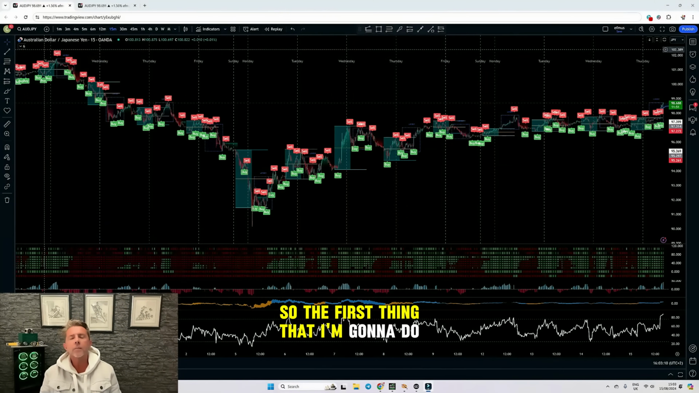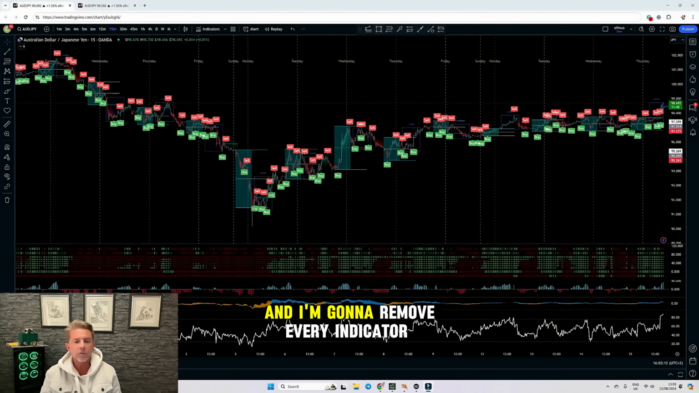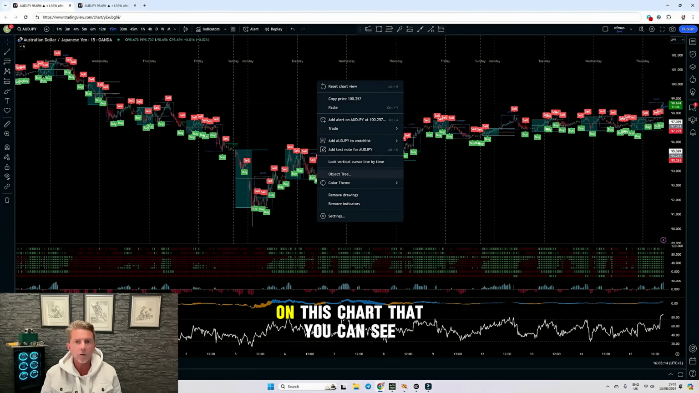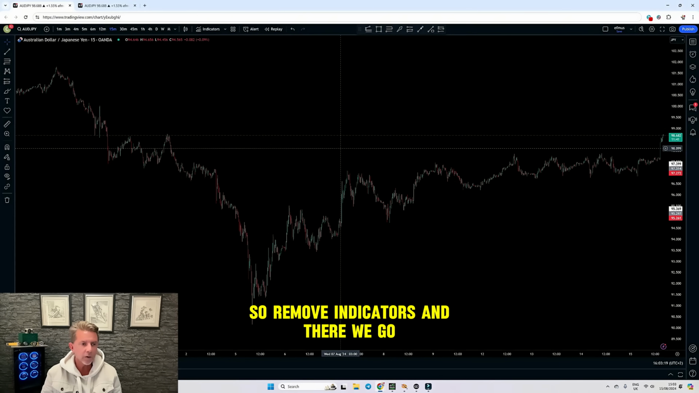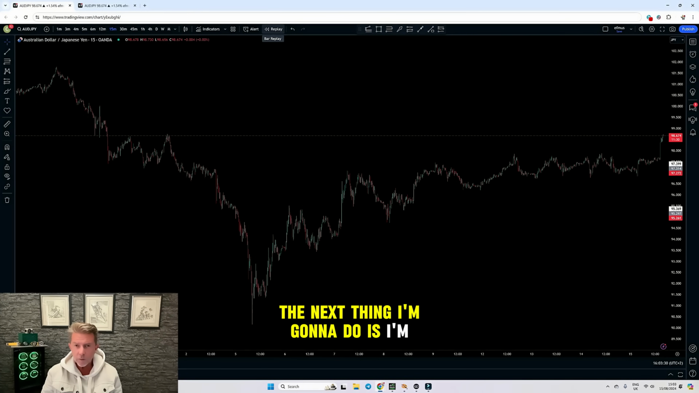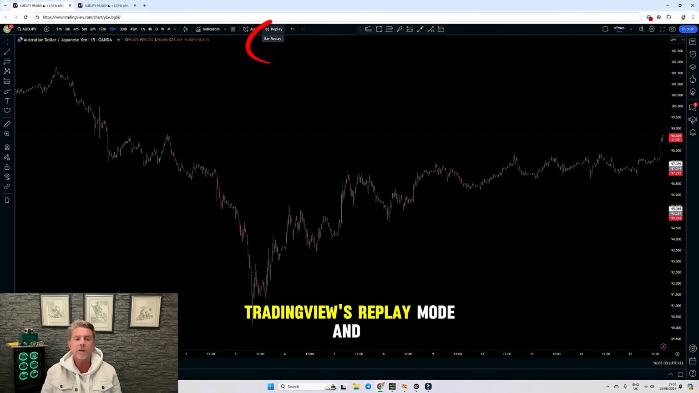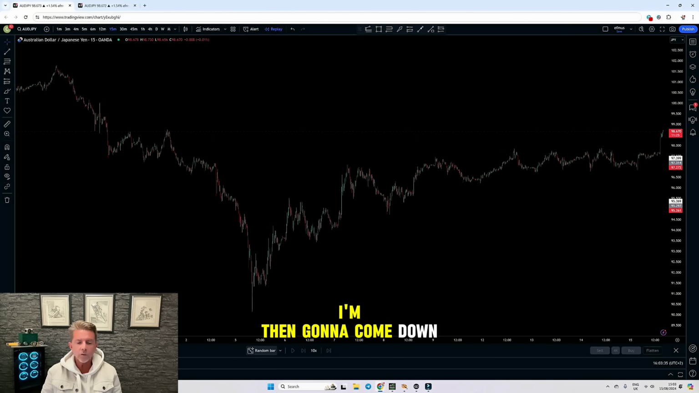So the first thing that I'm going to do is I'm going to right click and I'm going to remove every indicator on this chart that you can see. So remove indicators, and there we go, we are back to a naked chart. The next thing that I'm going to do is I'm going to click on TradingView's replay mode, and I'm then going to come down to random bar.